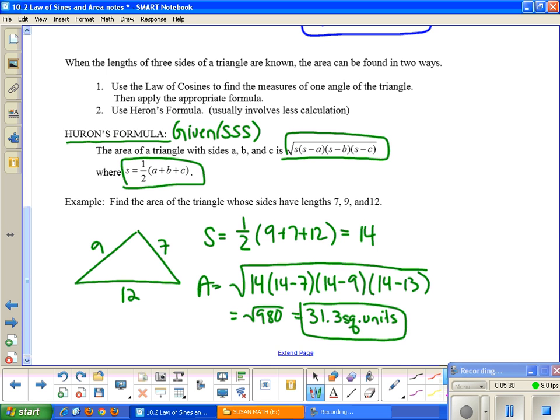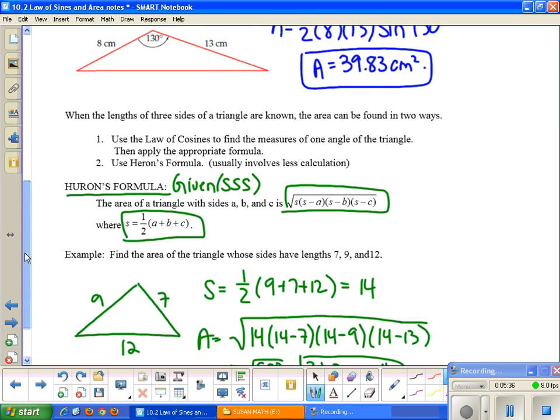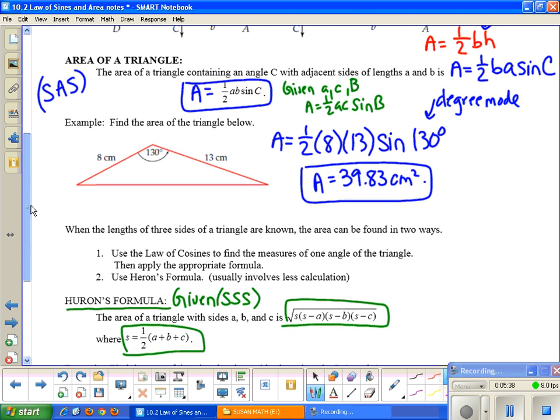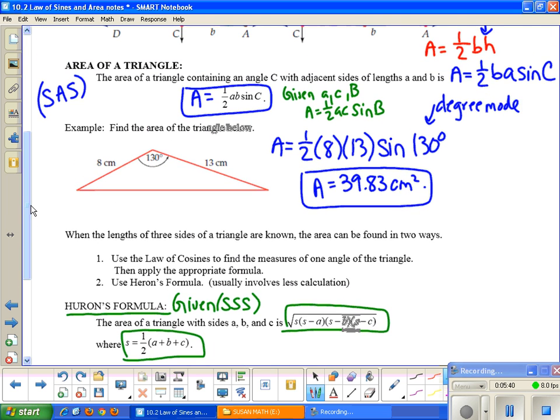And that would define the area. So you can really use either one of the two formulas, because if you know two sides and the angle in between, you could use the law of cosines to figure out what this side would be right here, and then you could use Heron's formula.